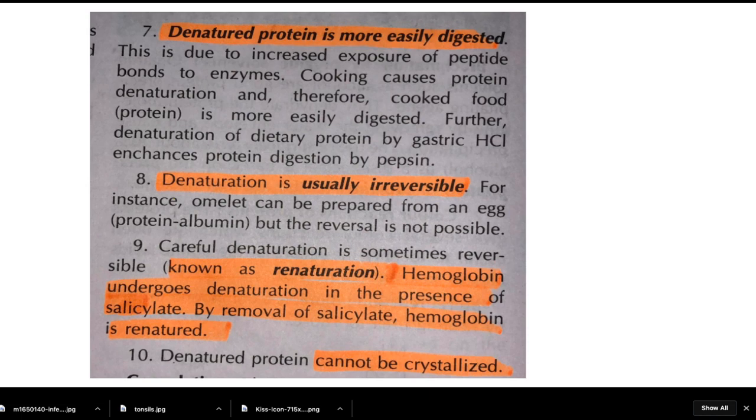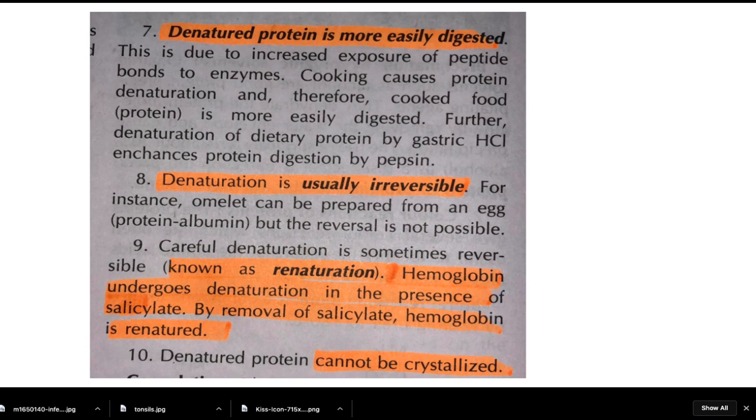So denatured protein is most easily digested by the body. That is the reason why we cook everything. We cook the proteins. It is due to the increased exposure of the peptide bonds to the enzymes. Cooking causes protein denaturation, and therefore cooked food or cooked proteins are easily digested. And further denaturation of proteins takes place by gastric acid. This is not reversible. Okay, it's not reversed back.